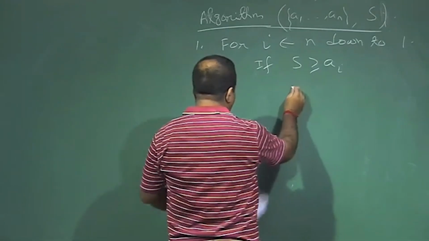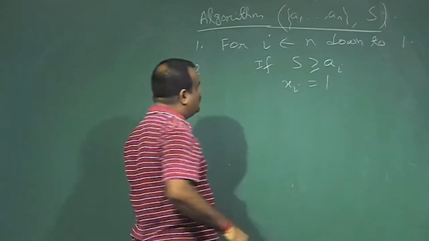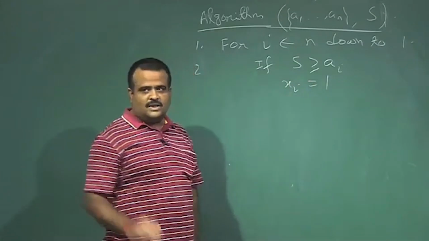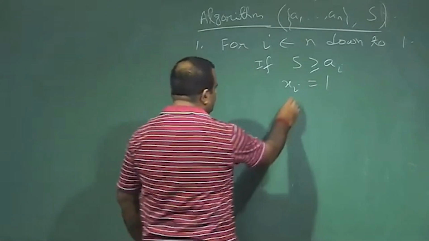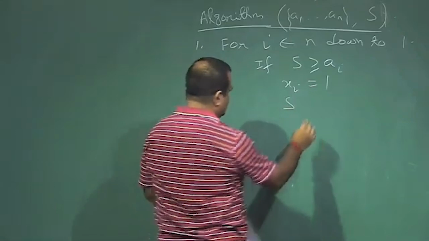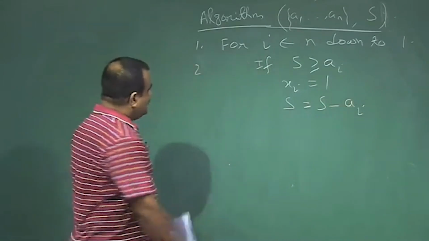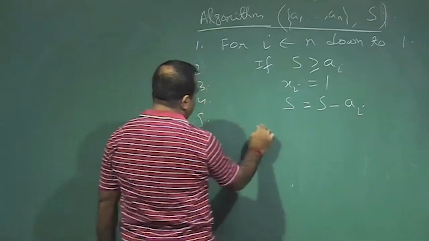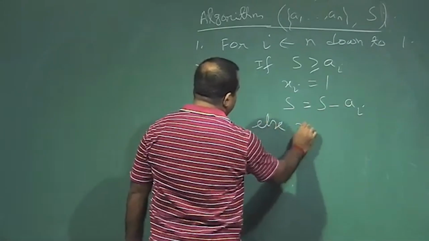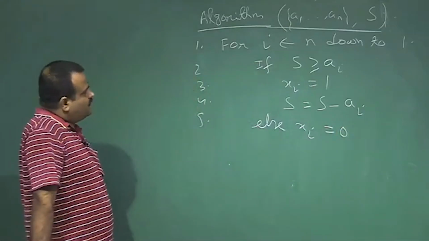So we take xi equal to 1. xi equal to 1 means xn equal to 1, that means we are putting An into the knapsack, and we decrease S by S minus ai. Else, xi is 0. Okay.